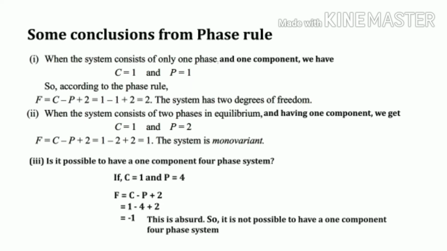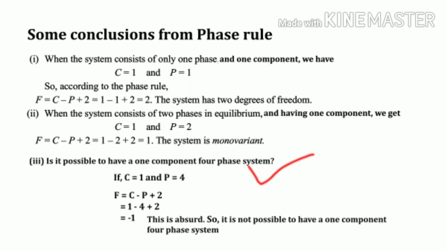Secondly, when the system consists of two phases in equilibrium and having one component, we get C is equal to 1 and P is equal to 2. So substituting the values in the phase rule equation, we get F is equal to C minus P plus 2, which is equal to 1 minus 2 plus 2, which is equal to 1. So F is equal to 1. That means the system is monovariant.